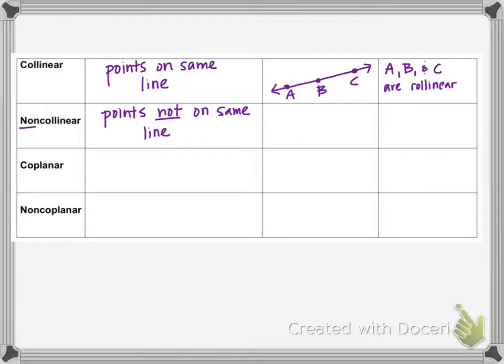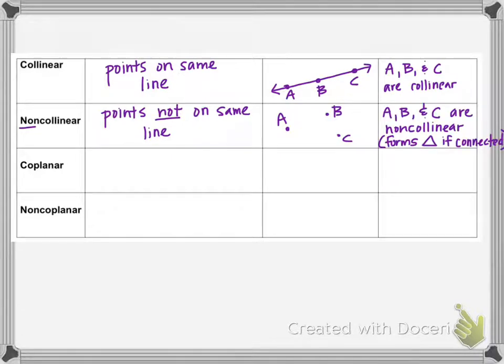Non-collinear, non means not, so these are points that are not on the same line. Here's a sketch of 3 non-collinear points. There's not one line that I can draw through all 3 of these points. Now I could say A and B are collinear because I can always draw a line through 2 points, or B and C are collinear, or A and C are collinear, but A, B, and C together are non-collinear. If we were to connect 3 points like A, B, and C and it would look like a triangle, that means they're non-collinear. That's another way you can tell.